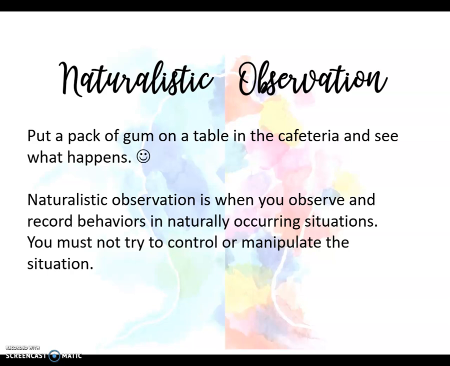So naturalistic observation is just when you observe and record behaviors that are happening naturally. You don't control anything, you don't manipulate anything. You're just watching and writing down what you see. Like, 3 people stared at the pack of gum. 1 person went to see if it was opened. Another person asked so-and-so if it was theirs.